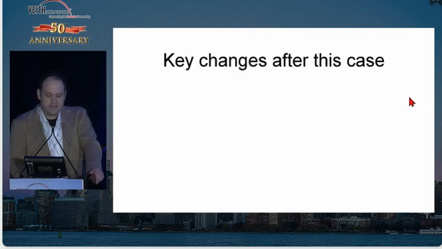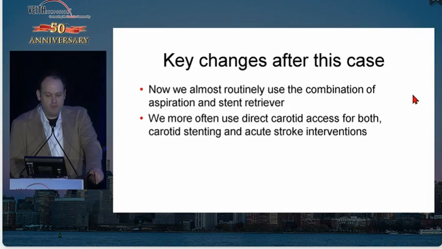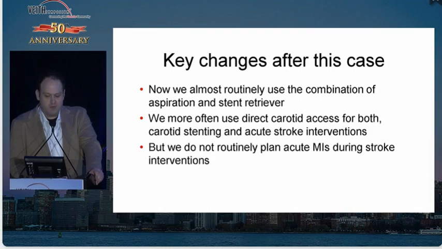The key changes for us after this case were that we almost routinely use a combination of aspiration catheter and stent retriever, and we more often use the direct carotid access for both carotid stenting and acute stroke interventions, but we do not routinely plan for acute MIs during stroke interventions.